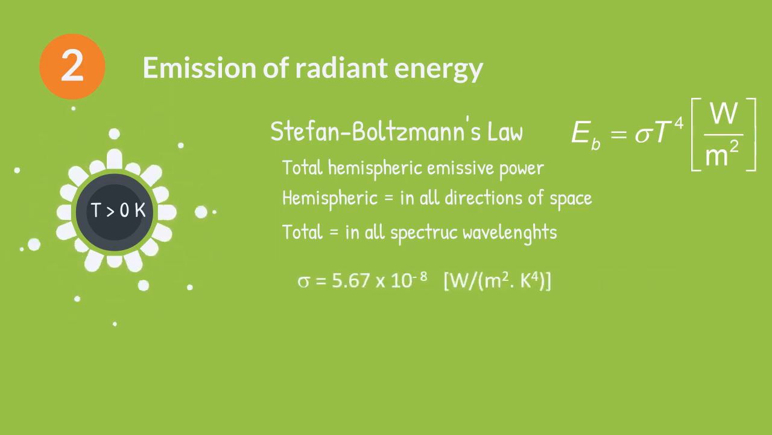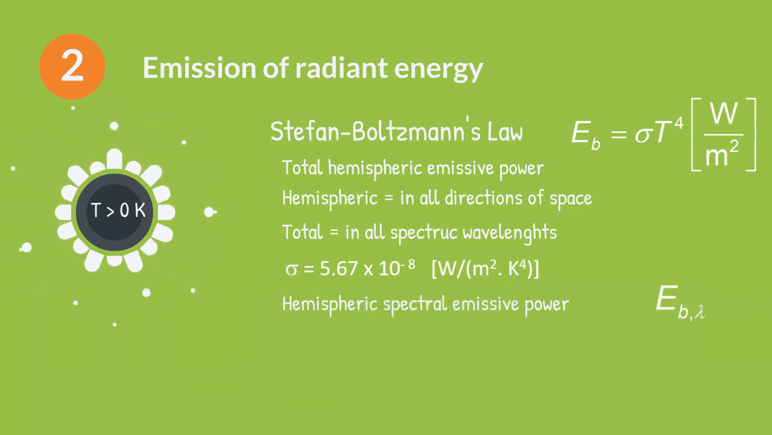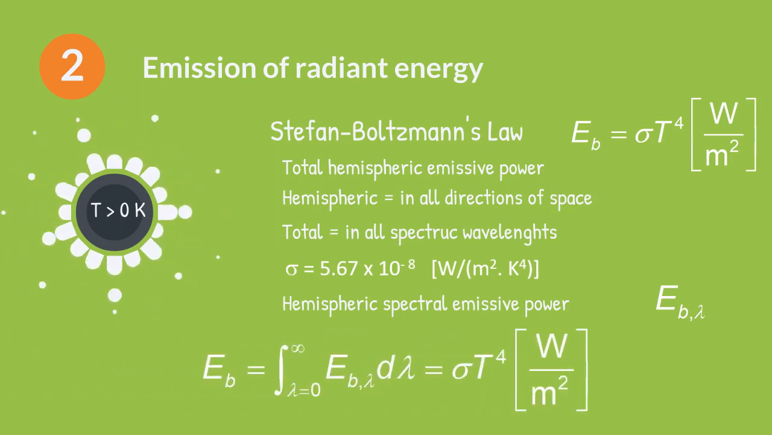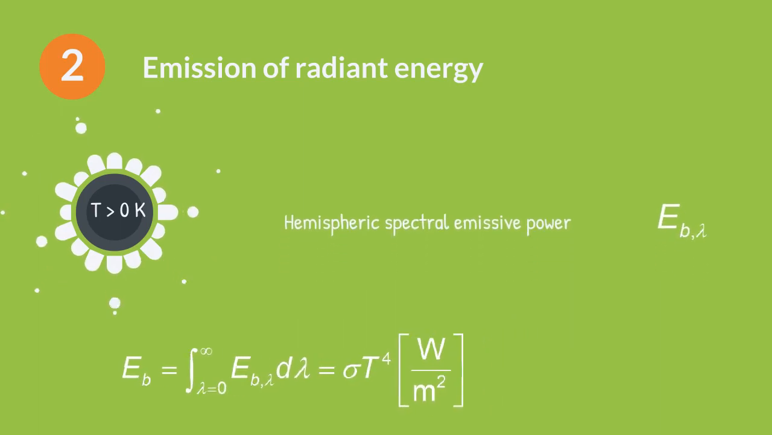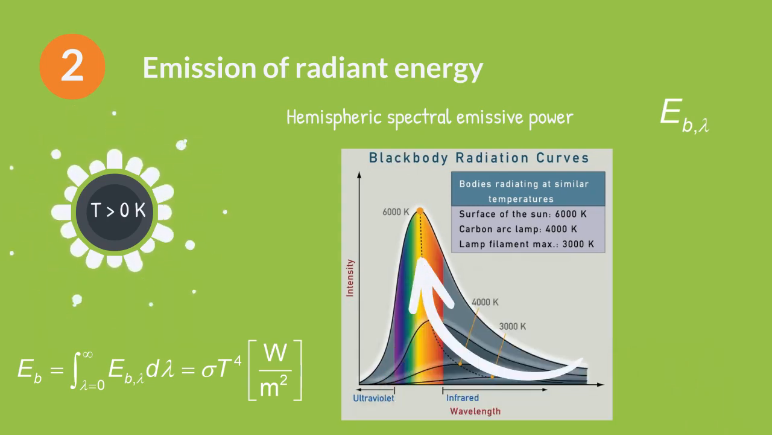The proportionality is given by the Stefan Boltzmann's constant. The emissive power for a single wavelength is the spectral emissive power. Integrating this from lambda equal to 0 to infinity, the total emissive power is obtained. If we analyze the spectral emissive power, we see that the distribution curve is different depending on the temperature of the black surface. The hotter it is, the more energy it emits, and the peak of the emission shifts to shorter wavelengths.